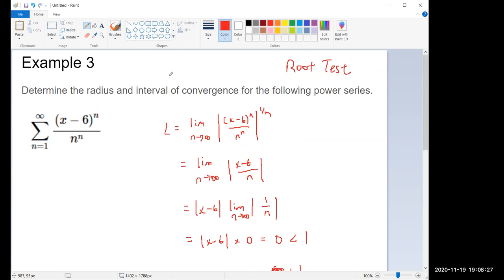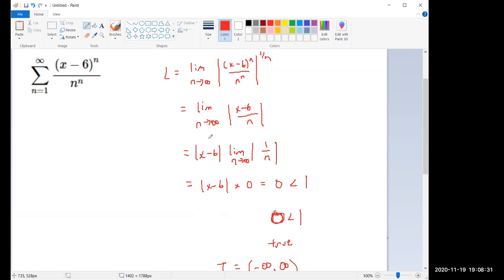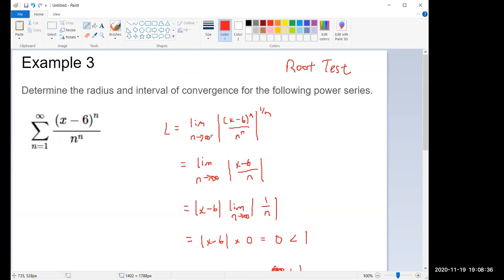So yeah, this is the root test, and this is a situation where everything converges. That's all the examples we have. Do you guys want to ask anything or comment?